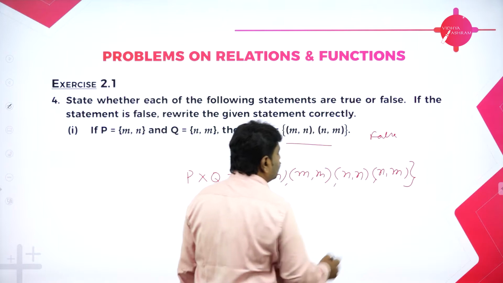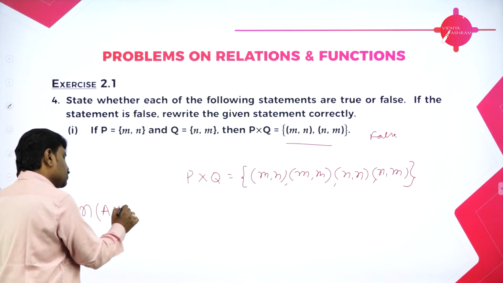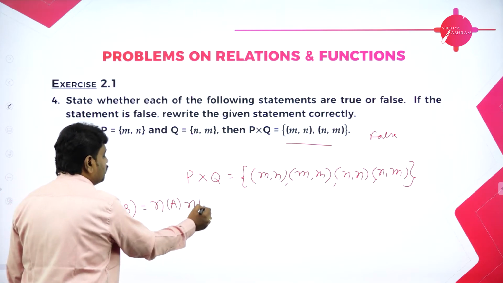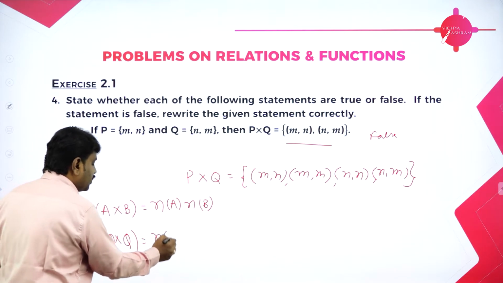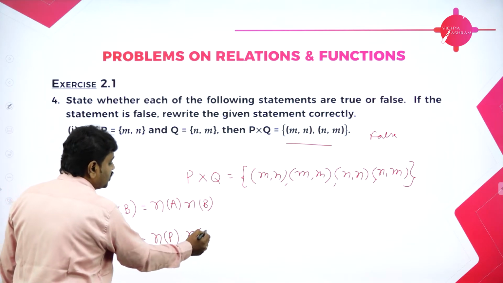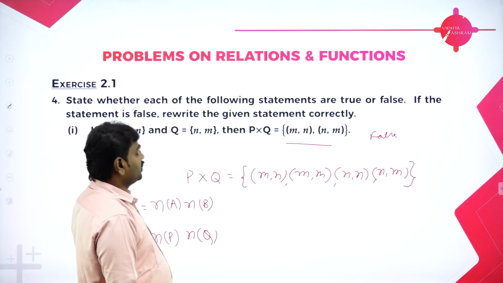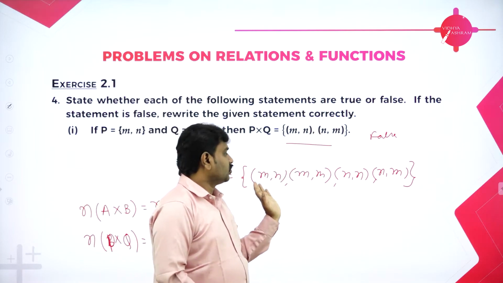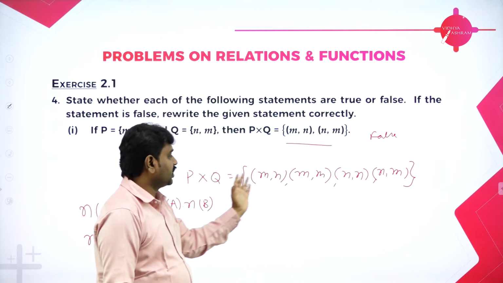All of you remember, the number of elements in A cross B is helpful. What is n(A cross B)? The number of elements in A cross B is the number of elements in A into the number of elements in B. Similarly, the number of elements in P cross Q is the number of elements in P into the number of elements in Q. How many elements are there in Q? 2. How many in P? 2. Two 2s are 4 elements we need to have, but here we have only 2 elements. So they want you to rewrite it, and we wrote it. So the answer is false, and this is the correct statement.